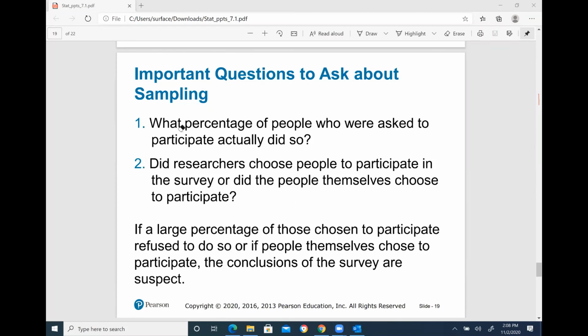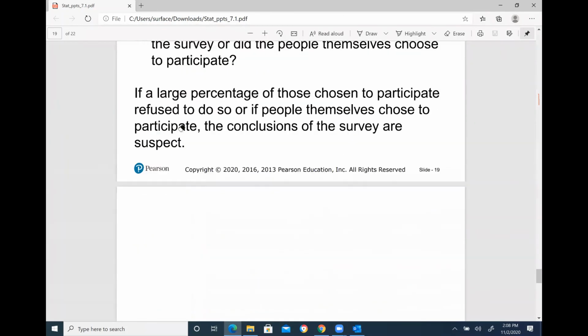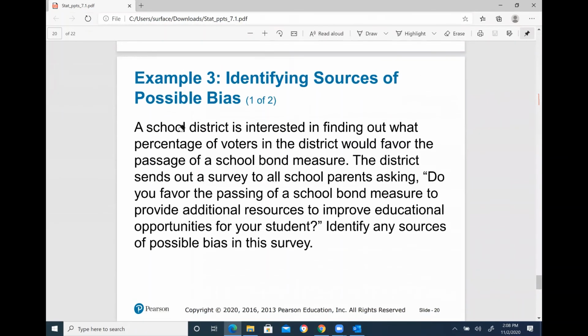And next, if a large percentage of those chosen to participate refuse to do so, or if people themselves choose to participate, the conclusions of the survey are suspect, right? We suspect them. Like I said, not all the time people are telling the truth. Not all people are telling the truth. Okay, next example.